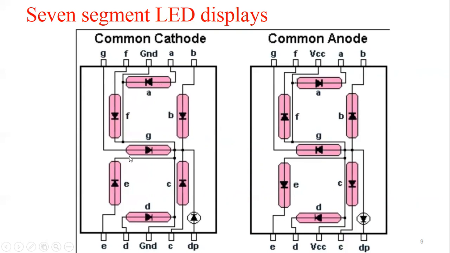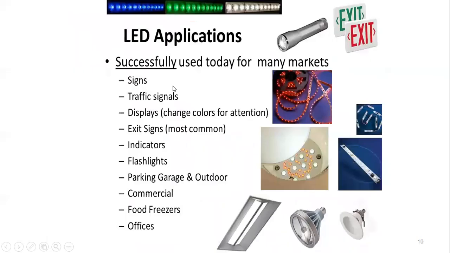This was the common cathode, where the cathodes of all these LEDs are connected to ground, while another configuration is common anode, where the anodes of all those diodes are connected to each other. These are different applications we are aware of: signboards, traffic signals, various displays, and indicators. So these are the various kinds of applications.